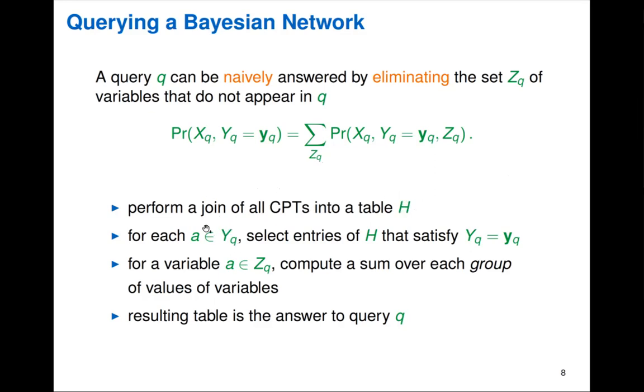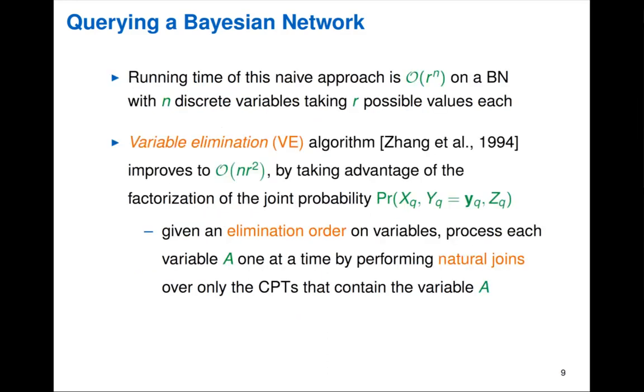And for each bound variable, we filter out the values that the query asks, and for each variable irrelevant to the query, meaning this set zq, we compute a sum over each group of values of variables, so we do marginalization, and the resulting table is the answer to the query. The running time of this naive approach is r to the power n on a Bayesian network with n discrete variables that take r possible values each.